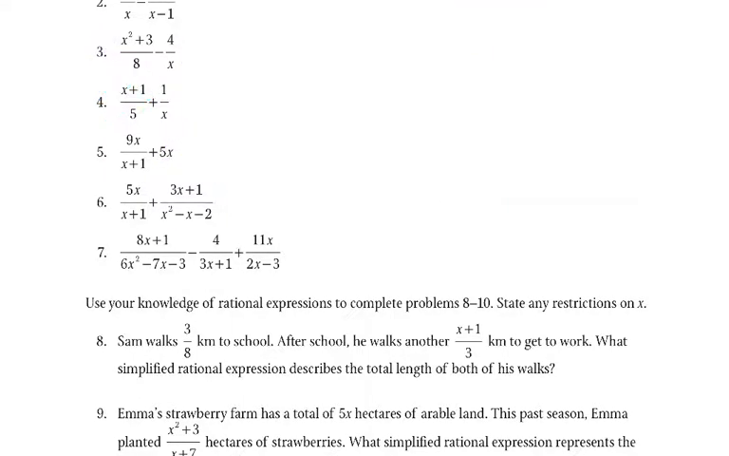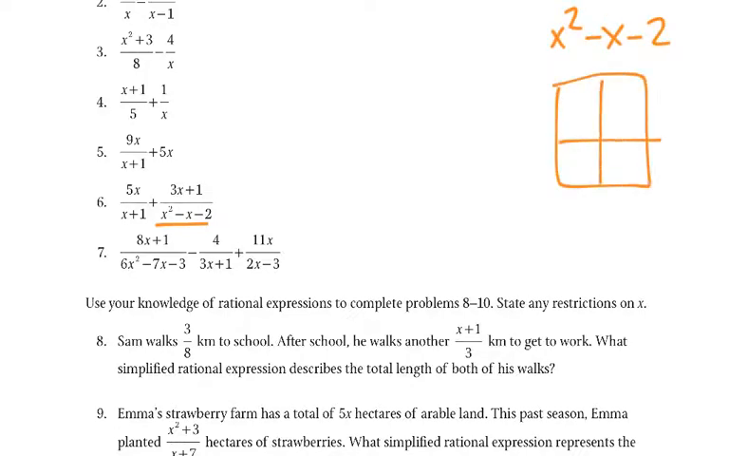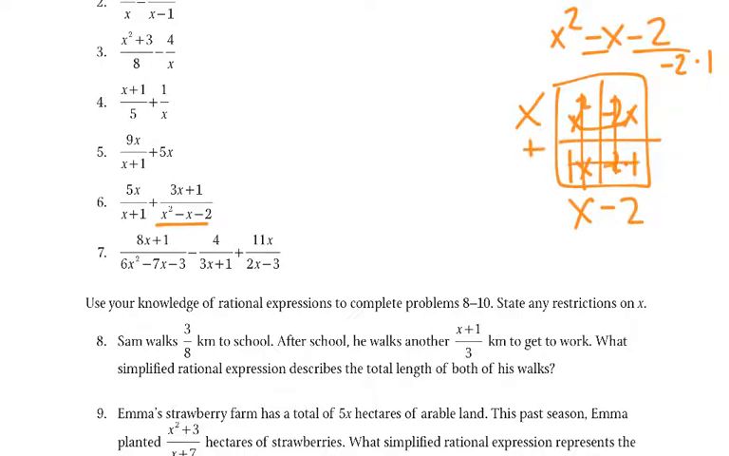Okay. Now, number 6 gets a little bit more crazy. Okay, whenever you're given these guys, let's use the area model, the box method, to simplify that. Factors of negative 2 that would add up to negative 1. How about negative 2 and 1? How about correct? Negative 2 times 1, negative 2x, 1x, x squared. Pull out an x, pull out an x, pull out a negative 2, pull out a positive 1.